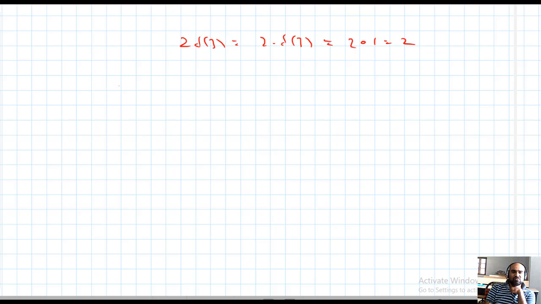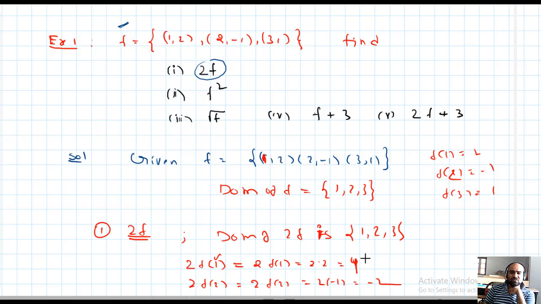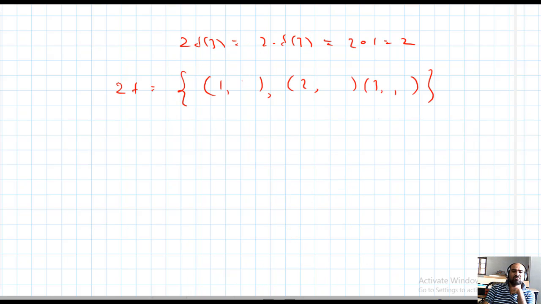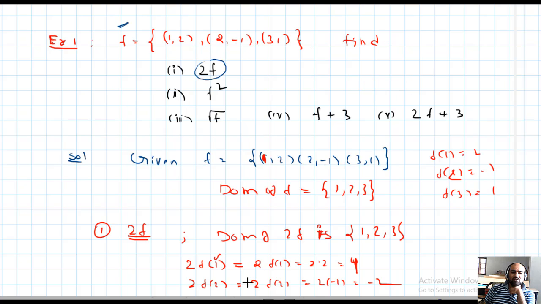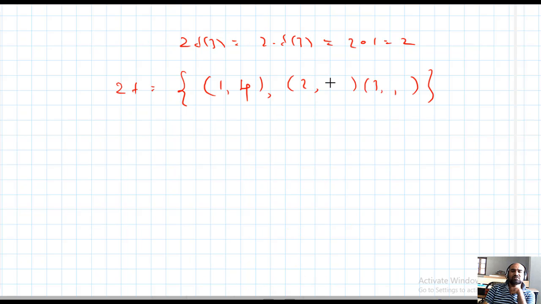Now I will write the 2f function. It is nothing but 1 comma something, 2 comma something, 3 comma something. According to the new rule, 1 is paired with 4, that is 1 comma 4. 2 is paired with minus 2. 3 is paired with 2. This is the 2f function.